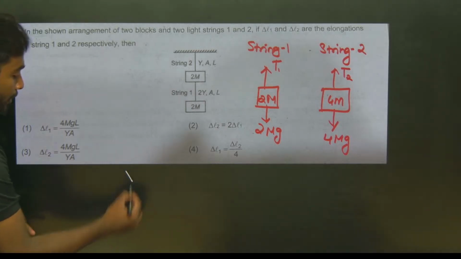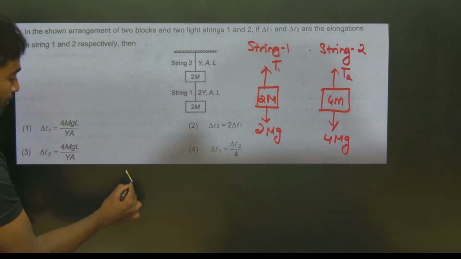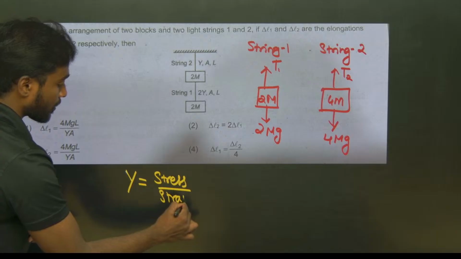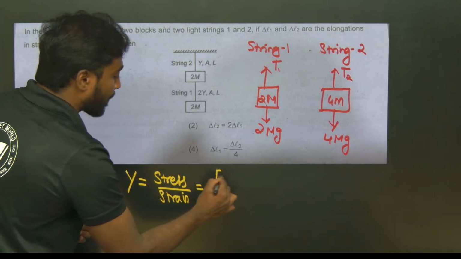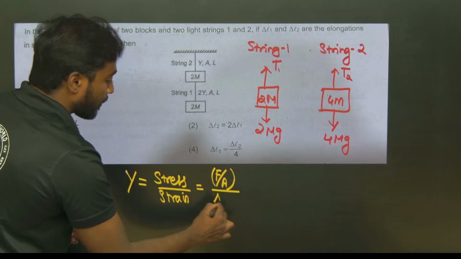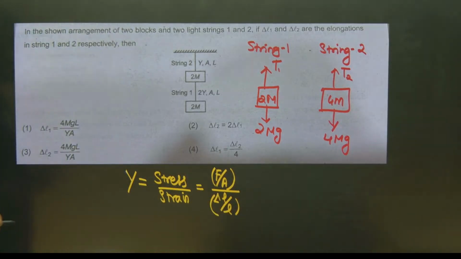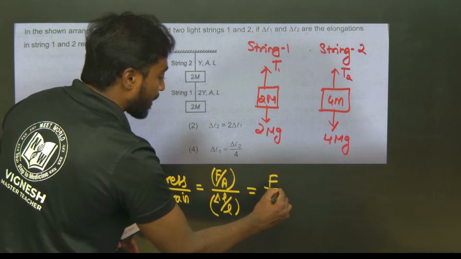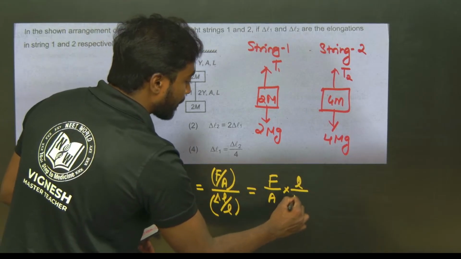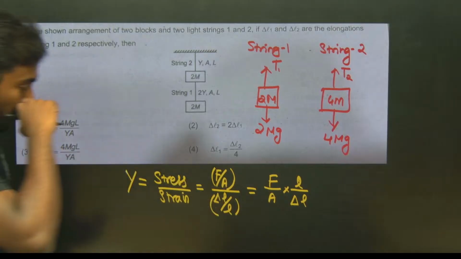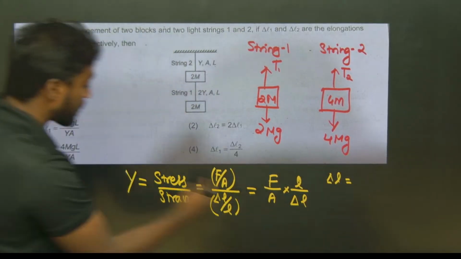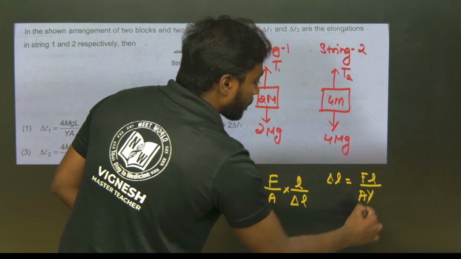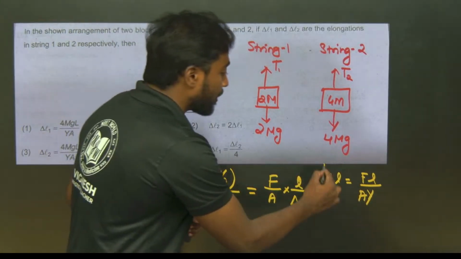What is Young's modulus? Young's modulus is nothing but stress by strain. So what is stress? Force by area. What is strain? Change in length by original length, right? So take the denominator to the numerator, F by A into L by delta L. I need to find the delta L first. So delta L will be equal to, taking Y to the other side, F L by A into Y. So this is my formula to find the change in length.